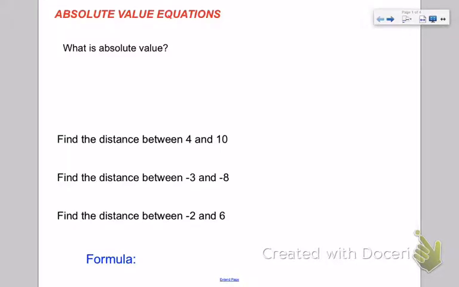Hi everybody, so today we are going to learn about how to solve absolute value equations. So if you guys remember, absolute value are those bars that go around a number. So say we have the absolute value of -5, and it takes whatever's inside and it calculates its distance from 0.